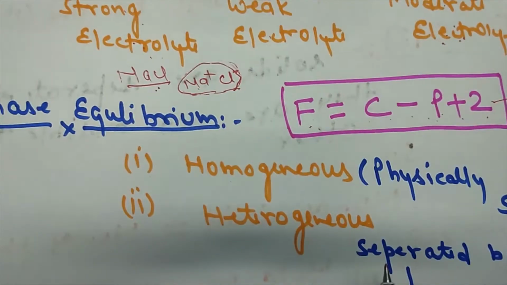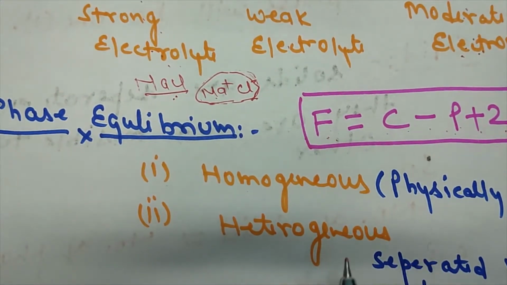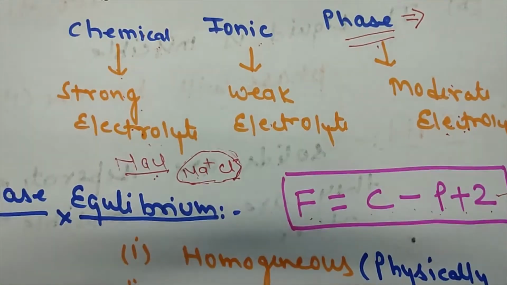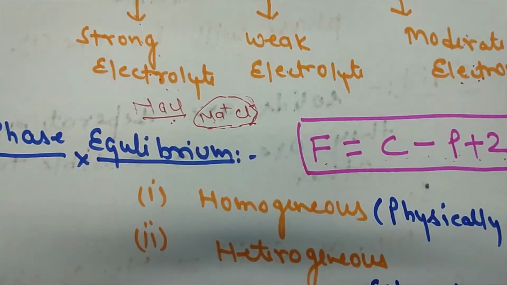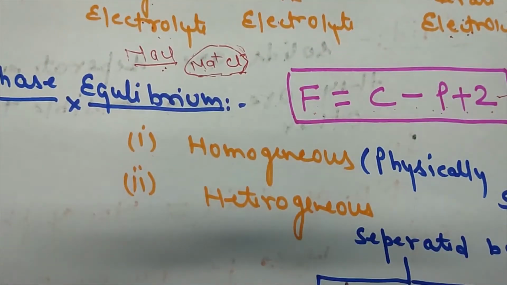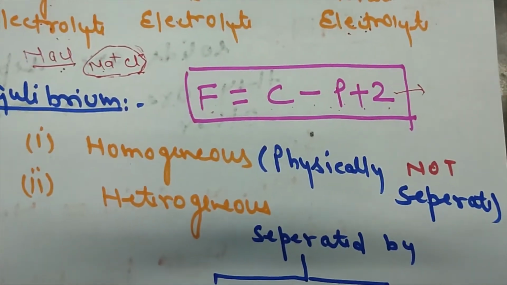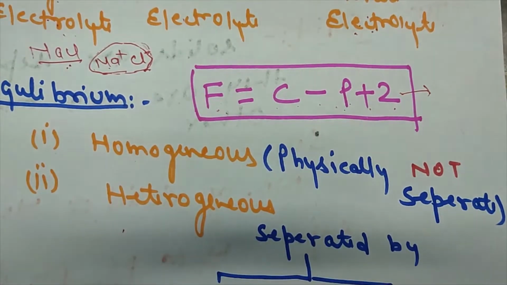Now don't be confused here between the state of matter and the phase. State of matter is like solid, liquid, gas. You can easily distinguish solid, liquid and gas by their physical appearance. Like you know what is solid, what is liquid, what is gas. But here I am going to discuss phase equilibrium, and phase is mainly of two types: one is the homogeneous phase and the second one is the heterogeneous phase.